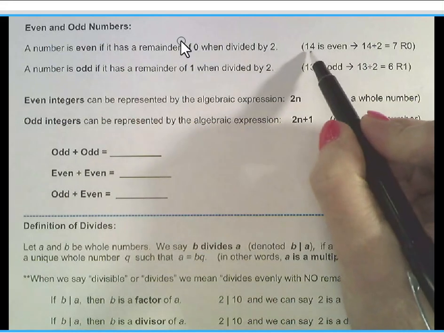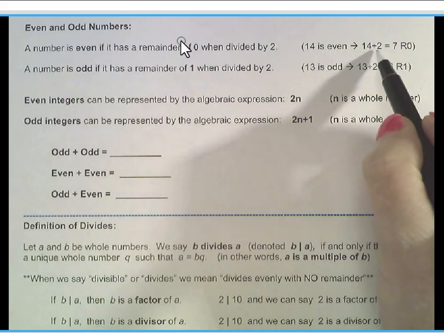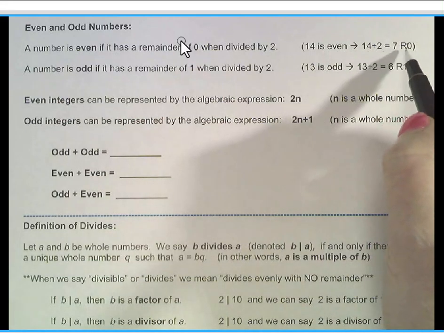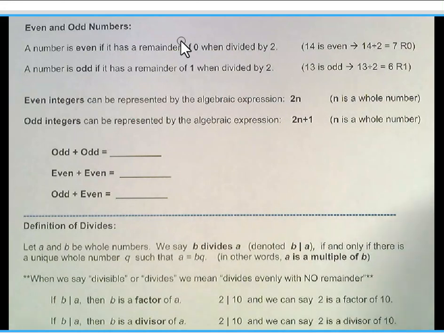So for example, 14 is even because if you take 14 and you divide by 2, you get a remainder of 0. You get 7 with a remainder of 0.